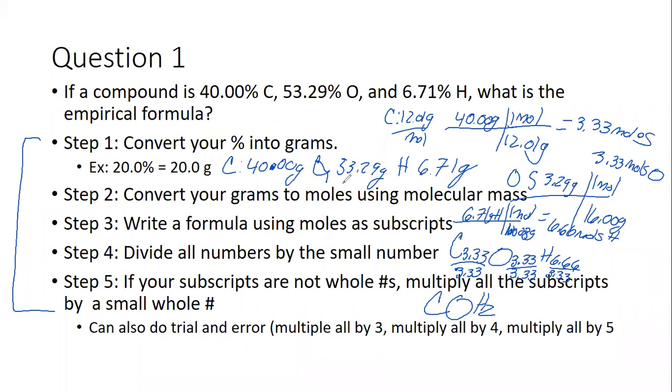You take all those moles and you divide by whatever the smallest number of moles is in all of them. Our smallest number was 3.33. So I divide every single number I got by 3.33. At no time are we really adding anything there.